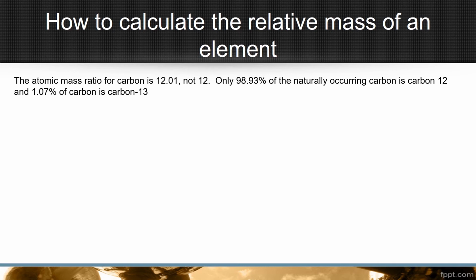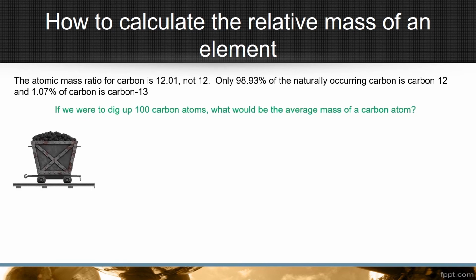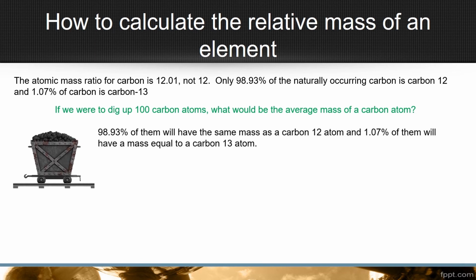Now let's work this out. If we were to dig up a mole of carbon atoms, what would be the average mass of a carbon atom? We know that 98.93% of the carbon atoms will have the same mass as a carbon-12 atom, and 1.07% of them will have a mass equal to a carbon-13 atom. So let's calculate the average mass of a carbon atom using the relative atomic masses of each of these atoms. Like a good student, I first check to see if my given percentages add up to 100%, and we see it's close enough. Now let's do the computation.